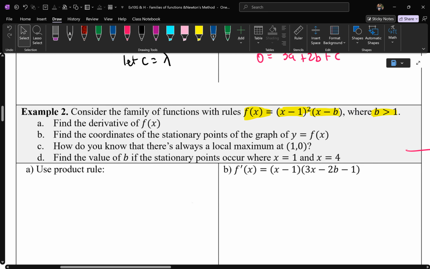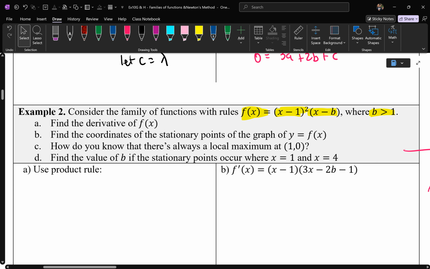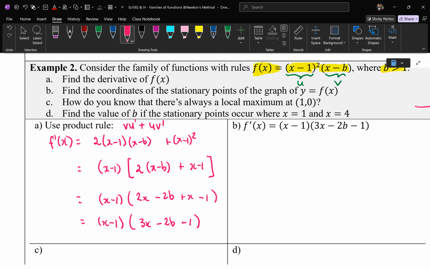All right, let's find the derivative, team. Use product rule. So I just did u v dash plus v u dash. Then in the next step I noticed that they both have x minus 1 as a common factor, so I took out x minus 1 as a common factor. That leaves me with 2 times x minus b, which is here, and then I need another factor of x minus 1 to make that x minus 1 squared. Conveniently, this one can be simplified, so expand the brackets: 2x minus 2b plus x minus 1, which is 3x minus 2b minus 1.